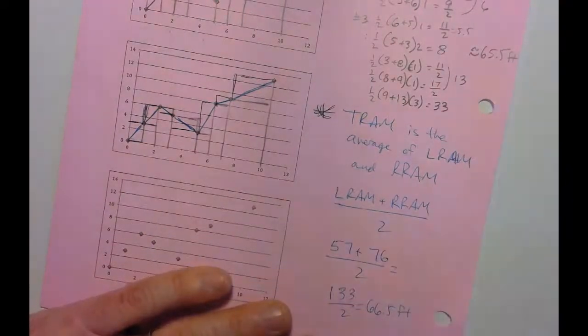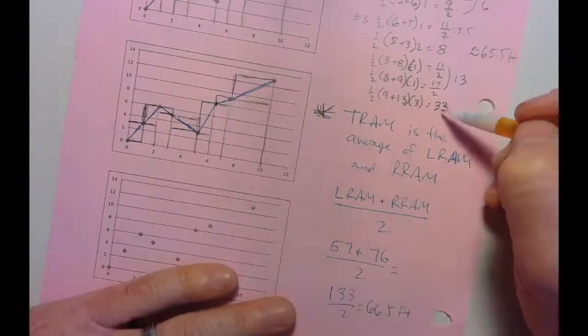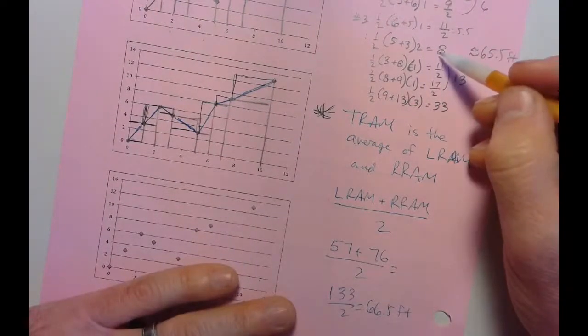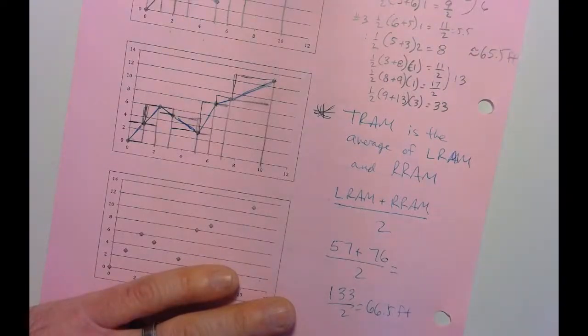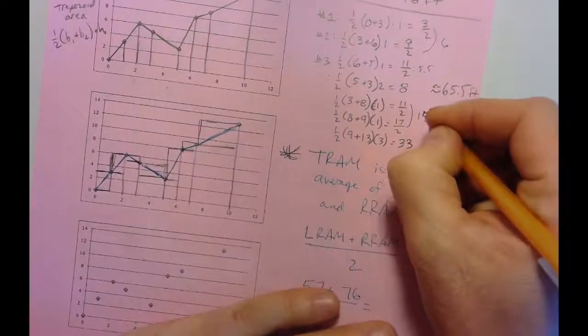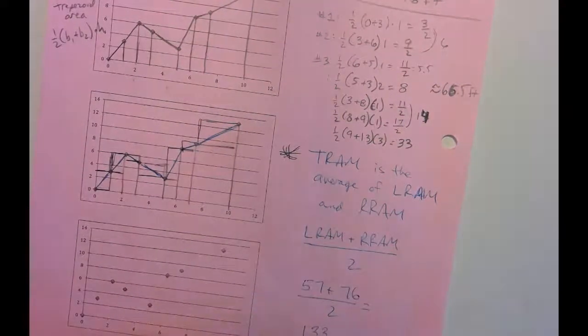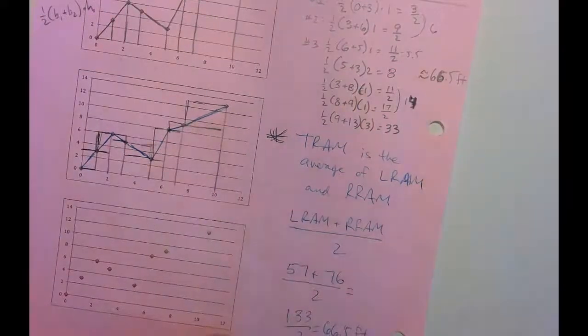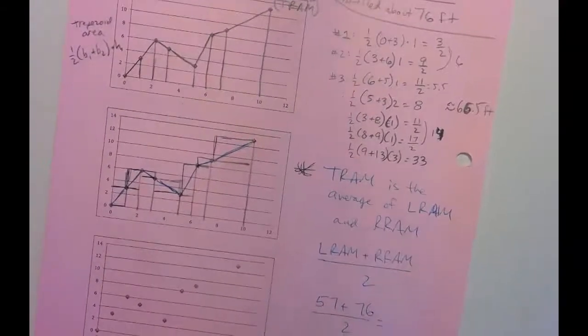66.5. Oh, I must have made a mistake up here. Let me go check my work. All right, that's 46.5. Okay, I found my mistake. This was 14. So that's 66.5. Sorry about that. There it goes, 66.5. It's just me making a careless mistake. That's why I need you guys. You are my fact checkers. You would have found that mistake for me.